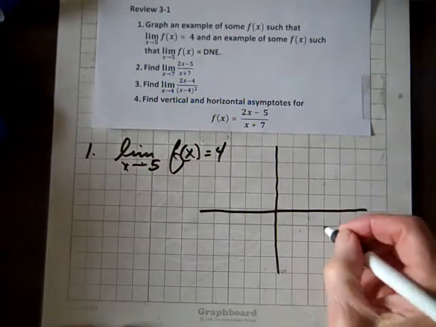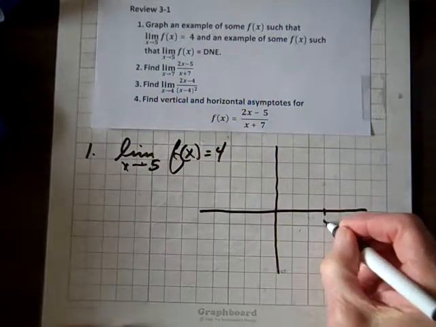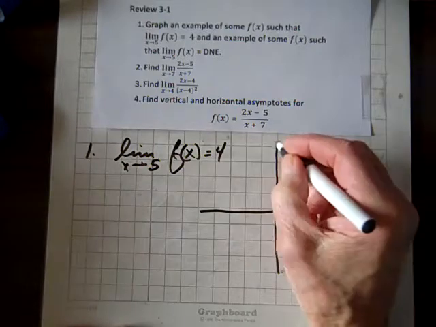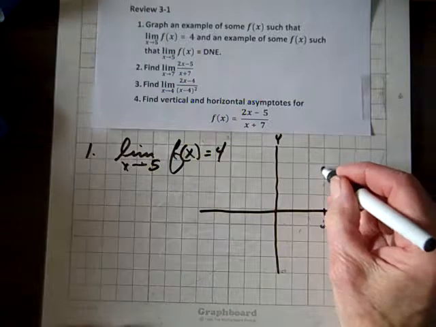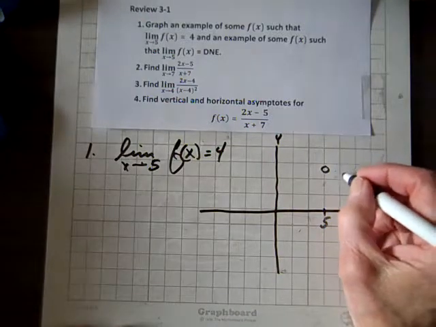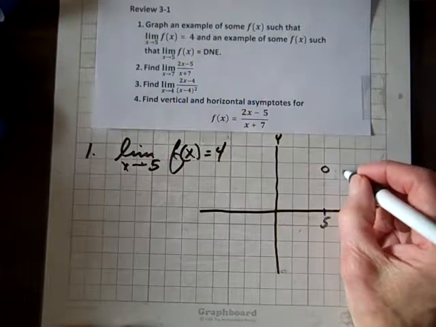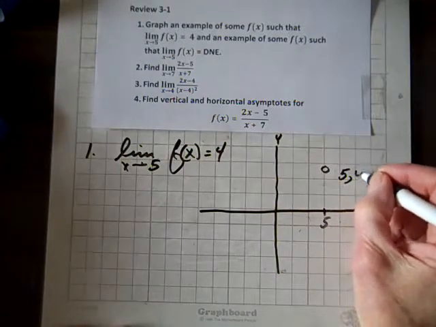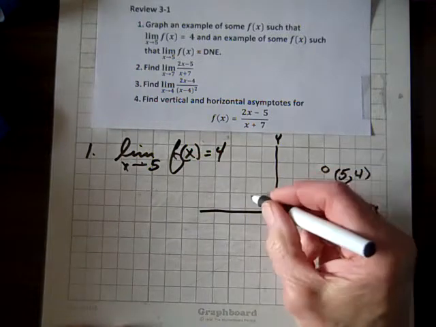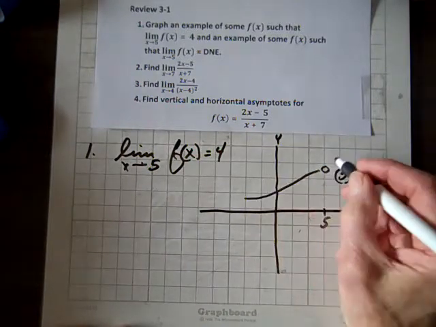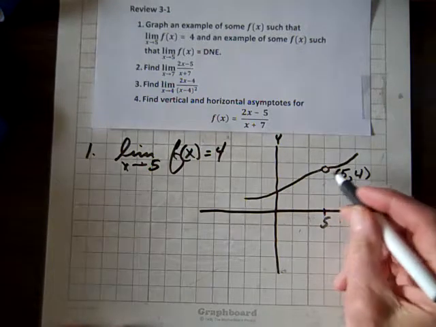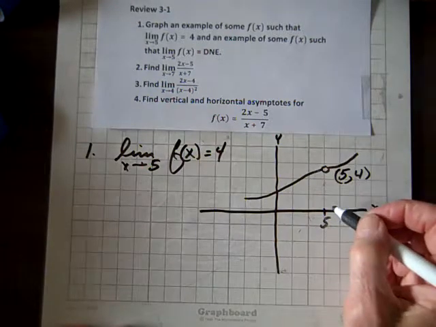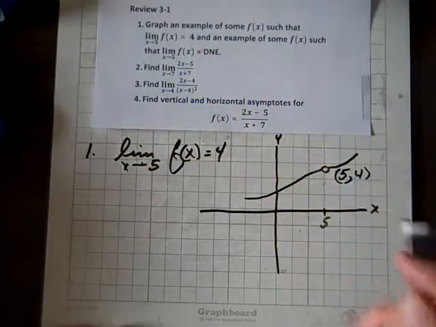So we have some function. Here we are at x equals 5, and our y value is 4. And I'm just going to put an open circle there just because I can. Doesn't matter whether it's open or closed. So 5 and 4 is the ordered pair. And there we go. There's our function. The limit as x goes to 5 is 4.